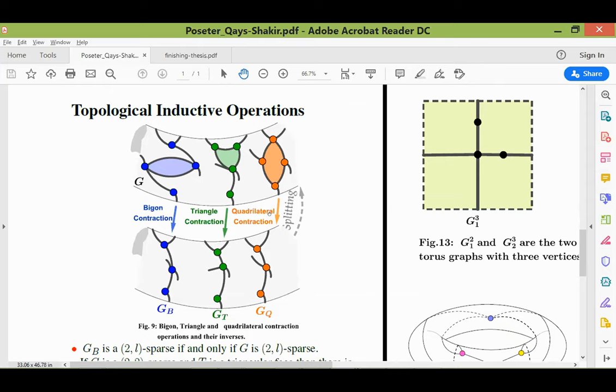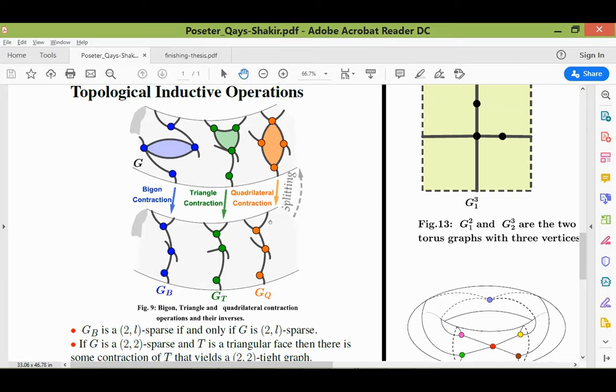So the topological and inductive moves or operations that we worked on here, there are actually three kinds of them. The first one is called bigon contraction. If I have my surface graph G here and it has at least one bigon, then I can contract that bigon to a vertex. I just identify these two vertices together, and then we eliminate these two vertices. So this is bigon contraction.